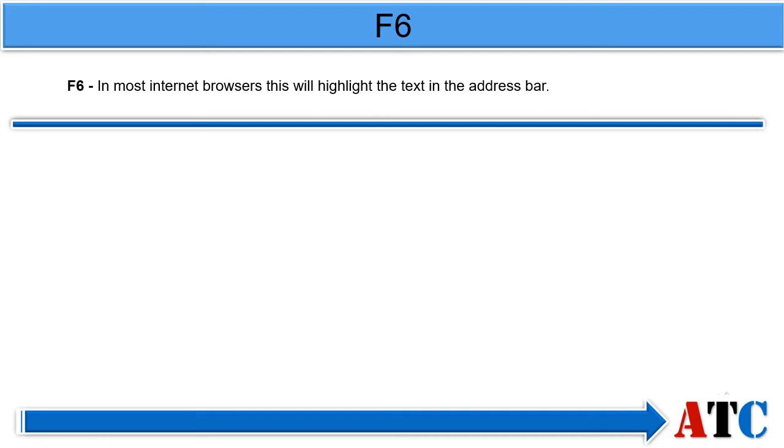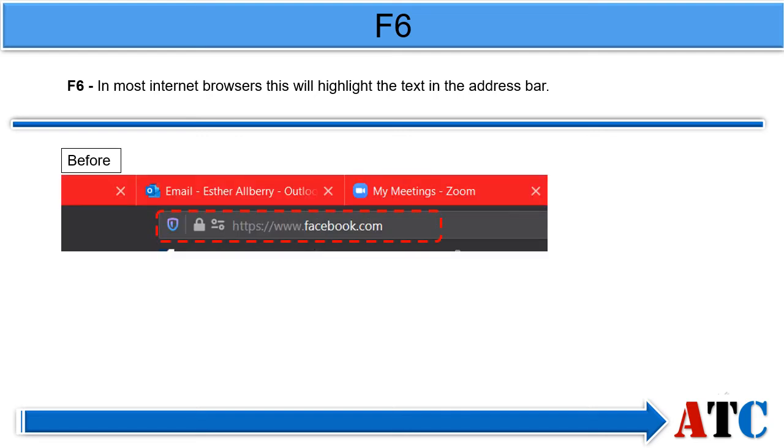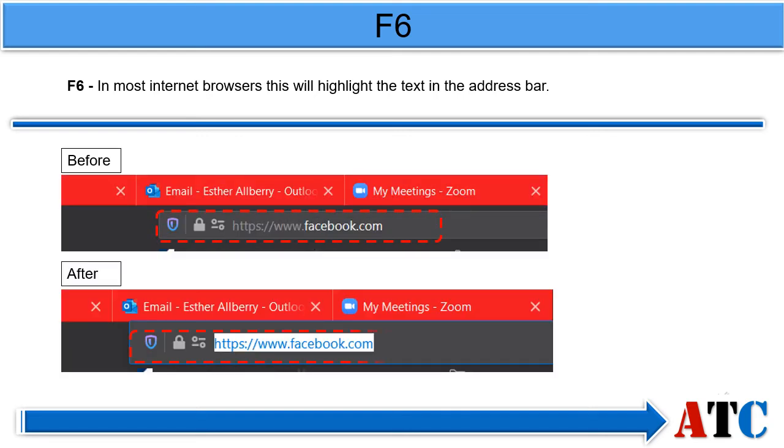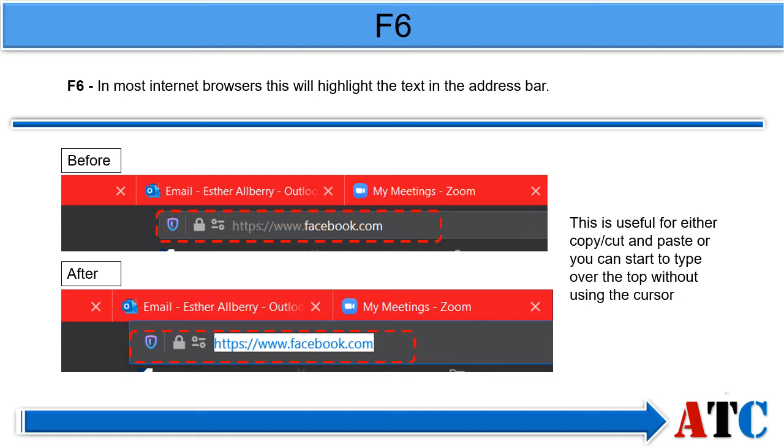Pressing F6 in most internet browsers will highlight the text in the address bar, as the example below. This is particularly useful if you wish to copy and paste the URL or want to type over the top.